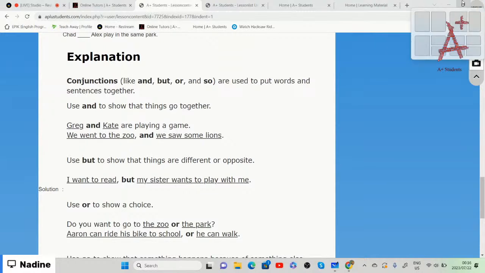Then we have but. We use but to show that things are different or opposite. For example, I want to read, but my sister wants to play. It is different, it is opposite, right? Him wanting to read and the sister wanting to play.